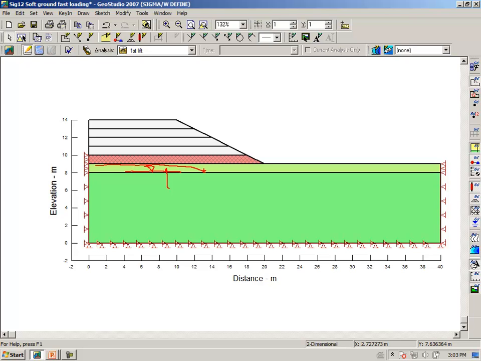And the assumption is that the fill is quite granular, and any water that squeezes out of the soft clay and arrives in the fill will disappear by seepage through the fill. And then, so we don't want the pore water pressure to become any higher than 0 on the ground surface, and therefore we need to apply a surface hydraulic boundary condition that is a potential seepage face.